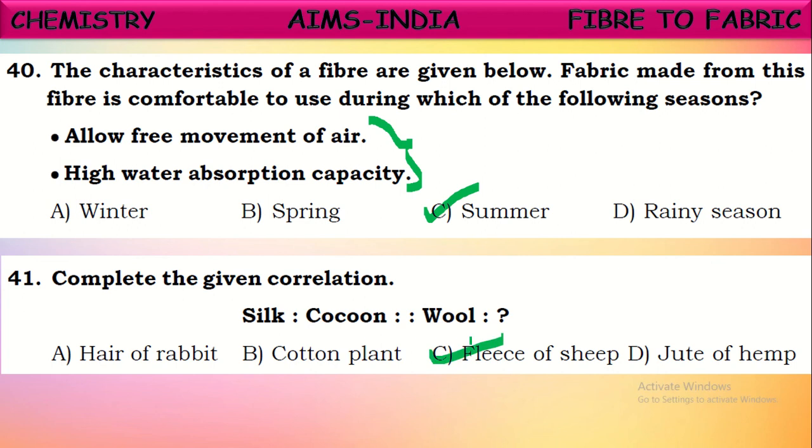Okay. See once again, silk is obtained from cocoon. Wool is obtained from the hair or fleece of sheep, yak, camel, etc. From these all, wool is obtained. Okay, this is the correct relation. Wool is obtained from fleece of sheep.